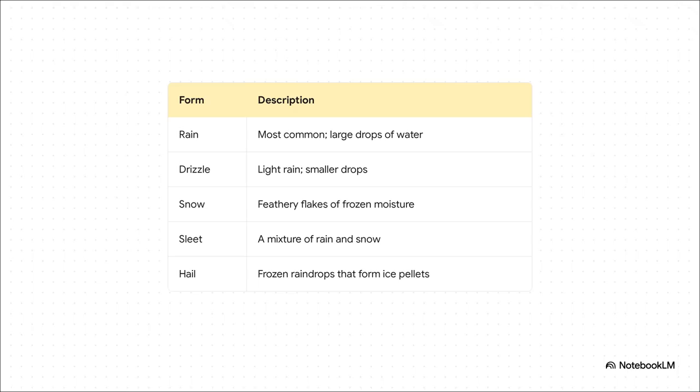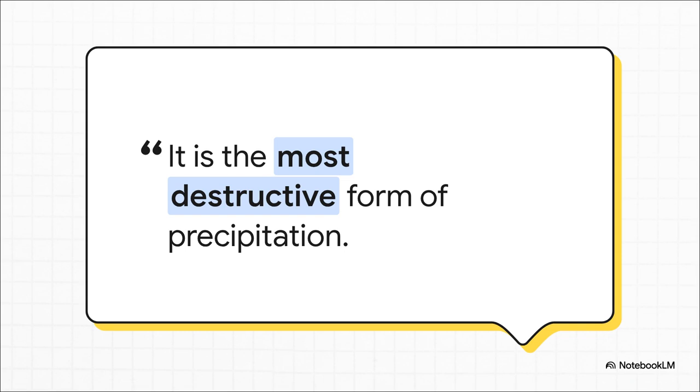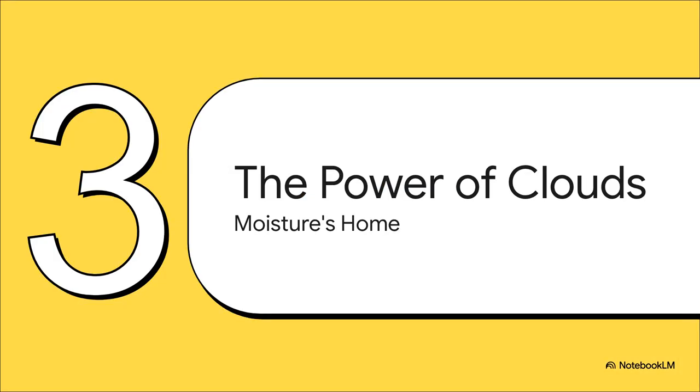But it's that last one, hail, that's in a category all its own. That's right, hail. We're talking frozen raindrops that form solid ice pellets. And as the source material notes, it is, by far, the most destructive form of precipitation out there, capable of causing some serious damage.